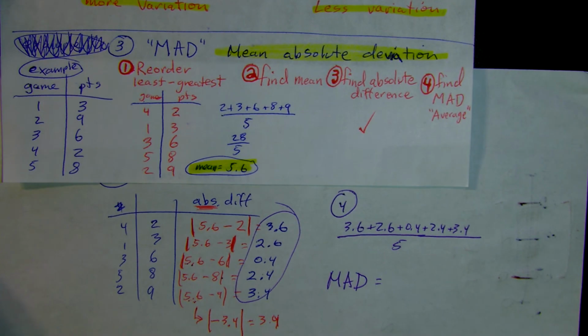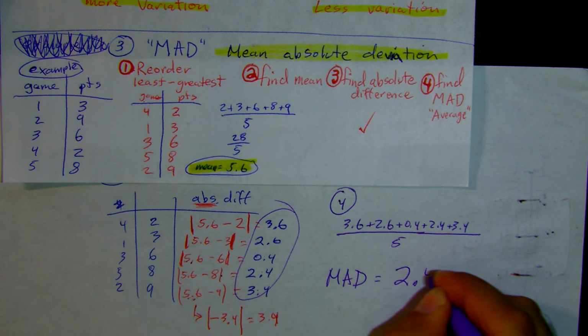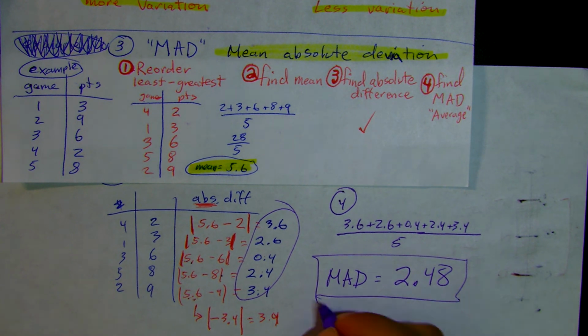Cadence, you got that? Yep. 2.48. I'm going to let everybody go and figure this out. I got something different than both of you got. Okay. 3.6 plus 2.6 plus 0.4 plus 2.4 plus 3.4 divided by 5. Yeah, Cadence, you're right. I had done something wrong. 2.48. Okay.